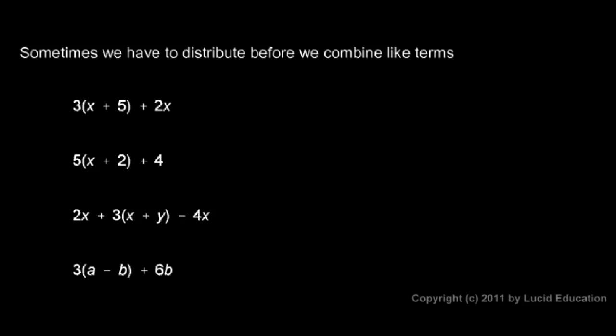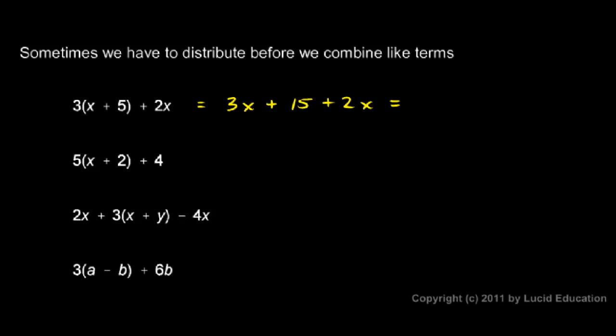And sometimes we have to distribute before we combine like terms. And that's the idea that shows up in all of these examples. So here we have 3x plus 5 plus 2x. We need to distribute this 3 first. We have 3 times x and a 3 times 5. So let's write it like that. 3x plus 15, and then we still have this plus 2x.